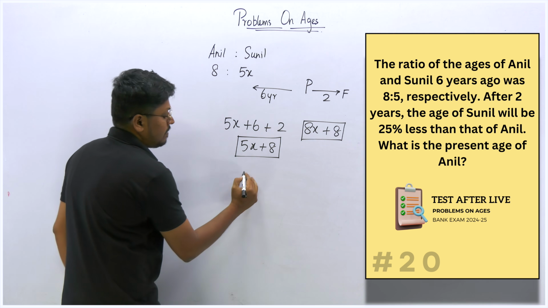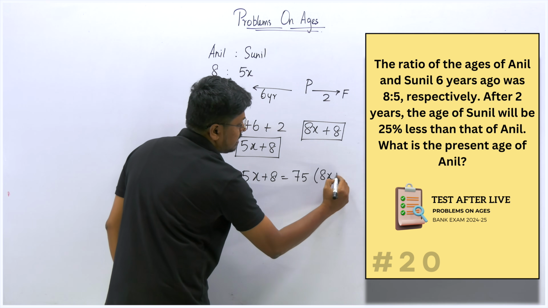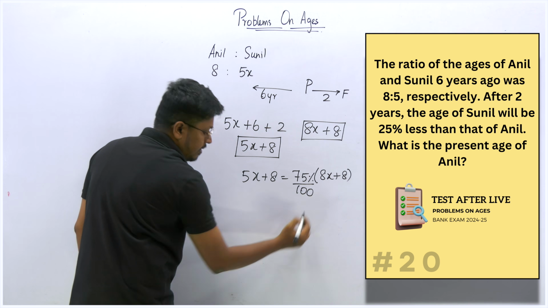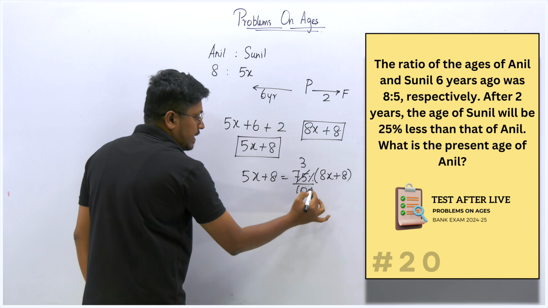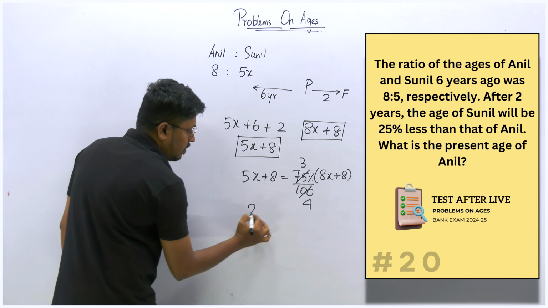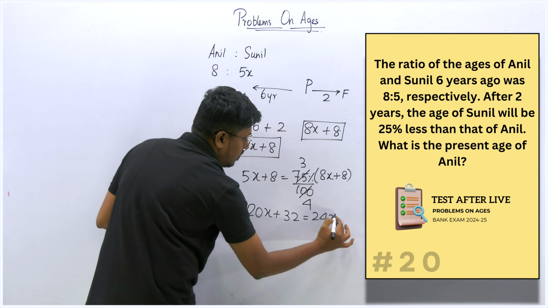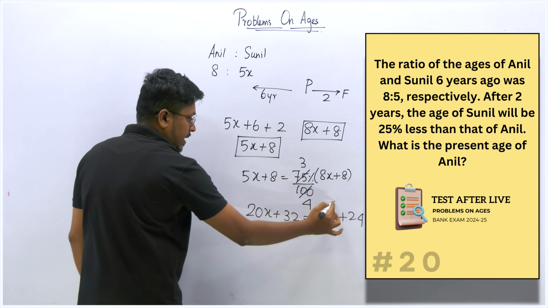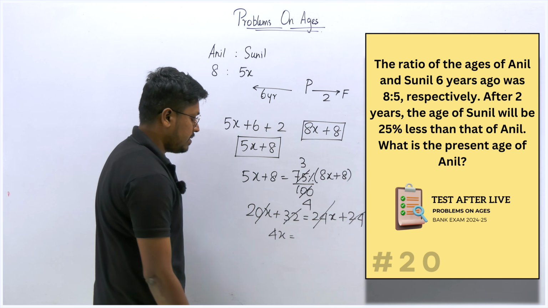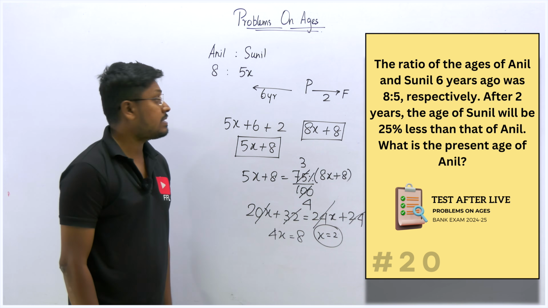So Sunil's age is how much? 5x plus 8, which equals 75% of 8x plus 8. Friends, understood? So now this will be 75%, which is 75 by 100. We can cancel it: 25 times 3, 25 times 4. So 5 into 4 will be 20x plus 8 4s are 32 equals 8 3s are 24x plus 24. So 24x minus 20x will be 4x, and 32 minus 24 will be 8. So x equals 2. Finally we got the value of x equals 2.